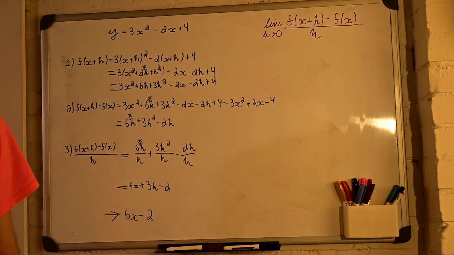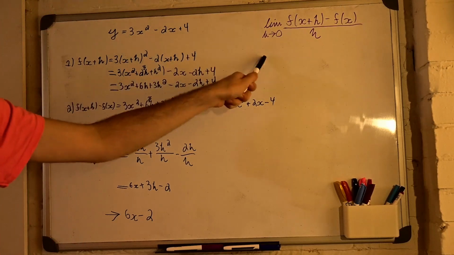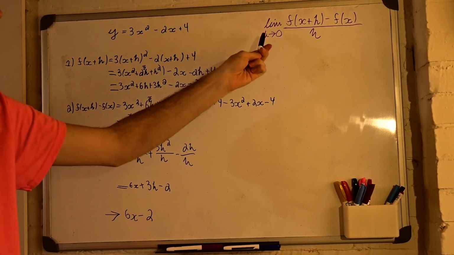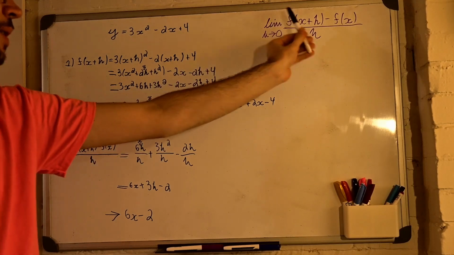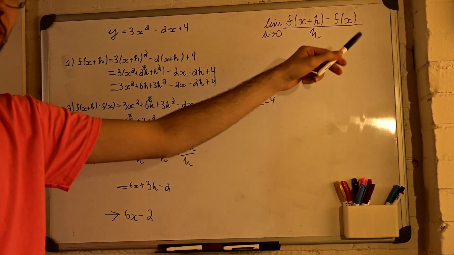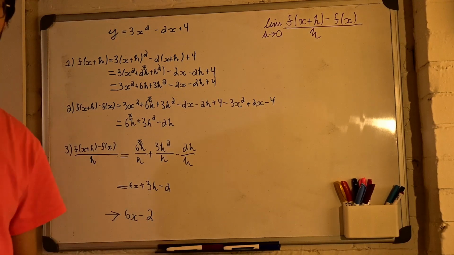Okay, the definition of a derivative. We're going to speed run this as well. So, this is the actual definition of a derivative. You have the limit as h approaches 0 of f of x plus h minus f of x, divided by h. That looks a little bit complicated. Don't worry about it. It's very straightforward.